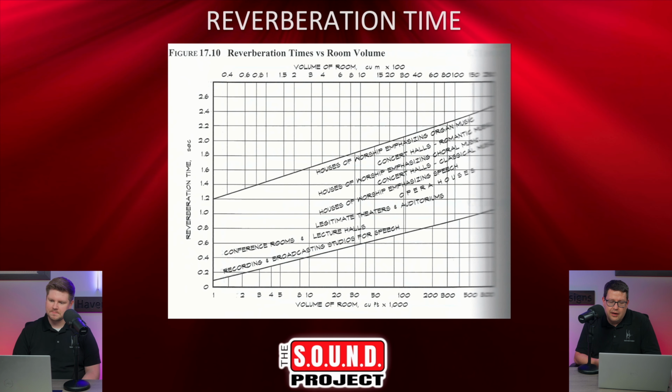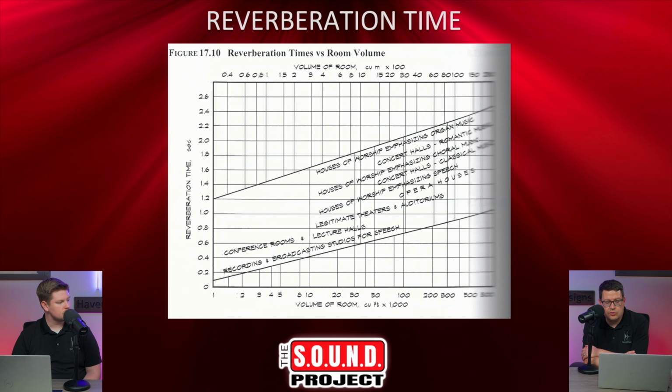And this graph that I have shown right now is the reverb time for different applications and what would be ideal for those applications. And the way you read this is the y-axis is reverb time. So it goes from 0 up to 2.8 seconds of reverb. And then on the x-axis is the volume of the room, because the volume of the room dictates how long that reverb time should be for a given application.